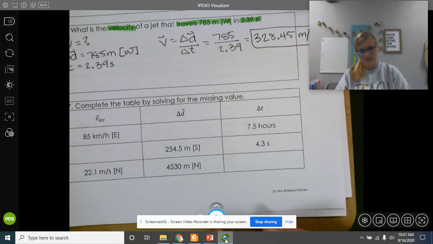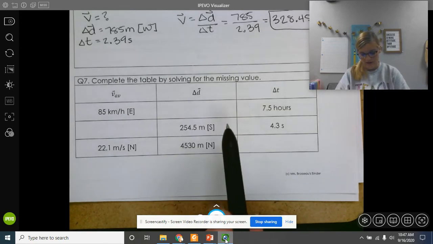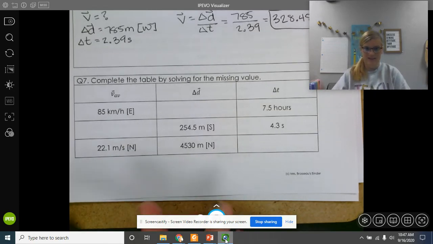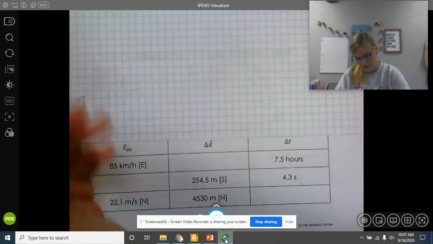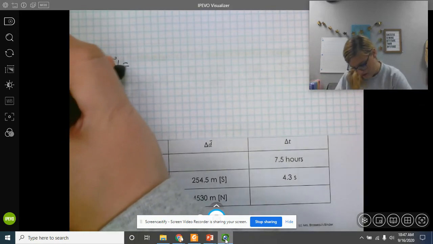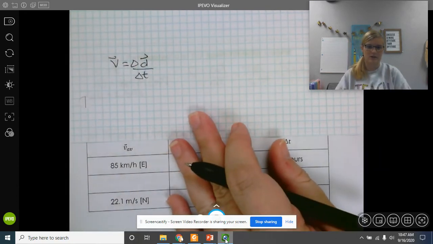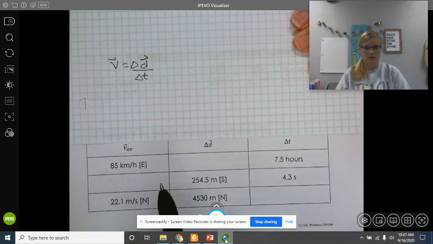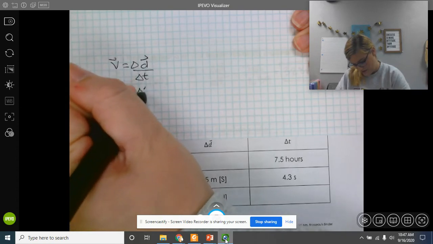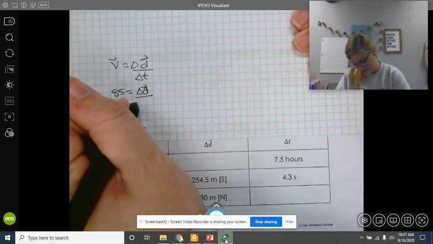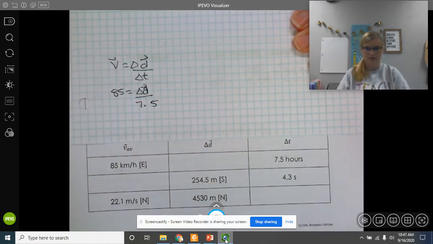All right, and then question 7, complete the table solving for the missing values. So we're going to have to do the math on these here. So I have an extra sheet of paper. I'll just go back to that and use it as scrap paper. So my first one, for all my equations, I'm using my velocity vector equation. And so if I know my velocity is 85, I'm looking for delta D, and my delta T is 7.5 hours. My units match up. Thank you. That's much nicer.